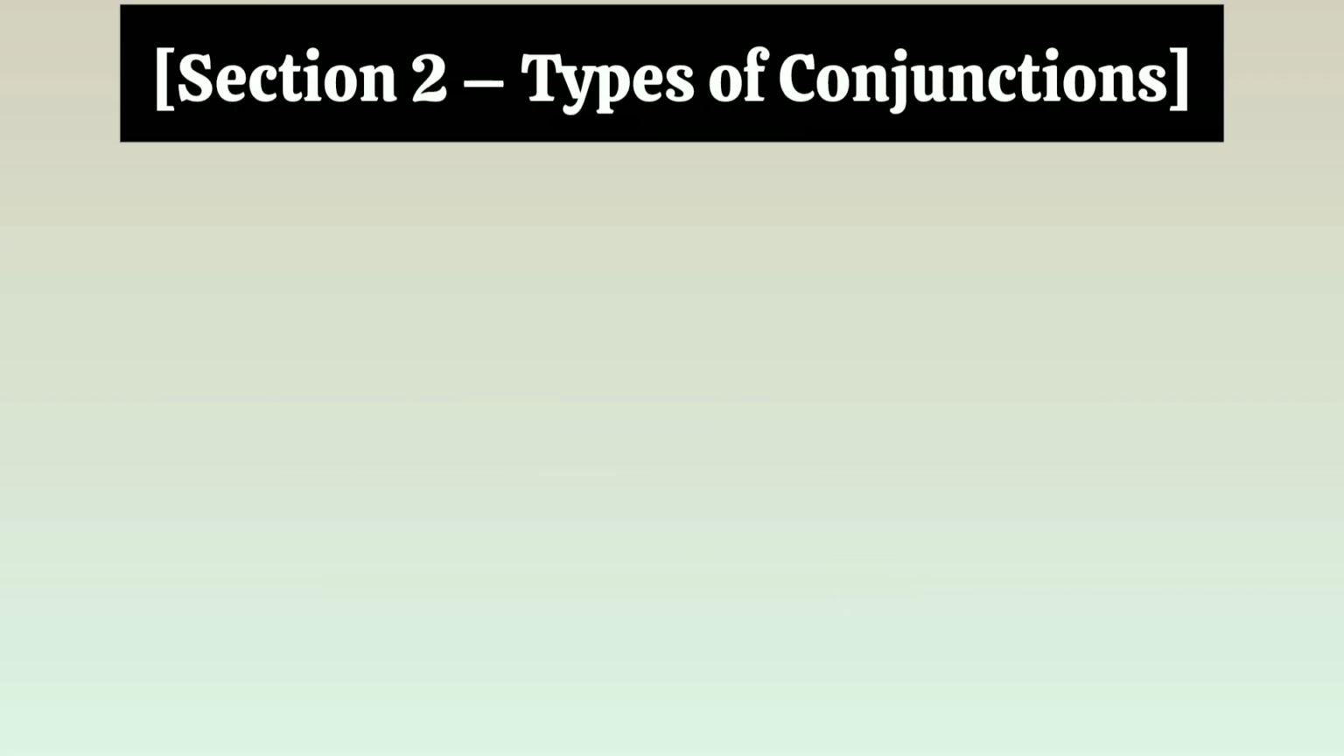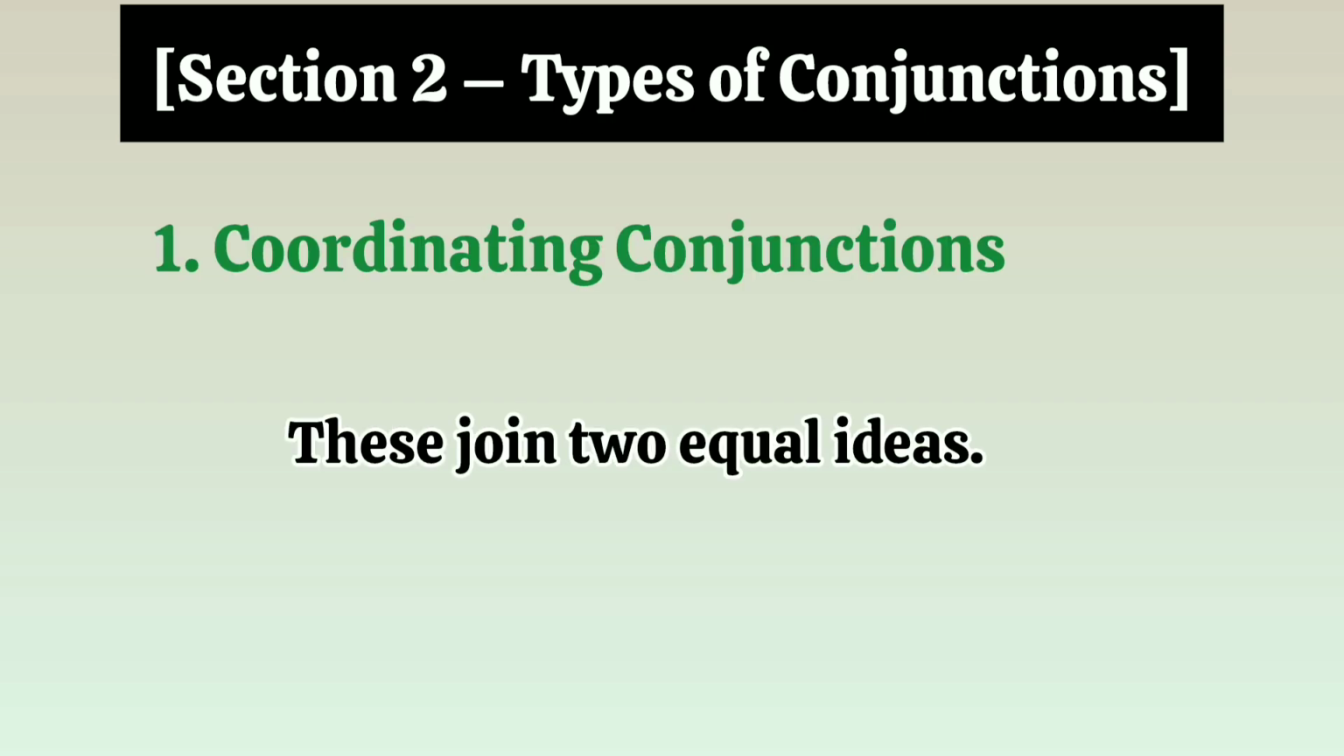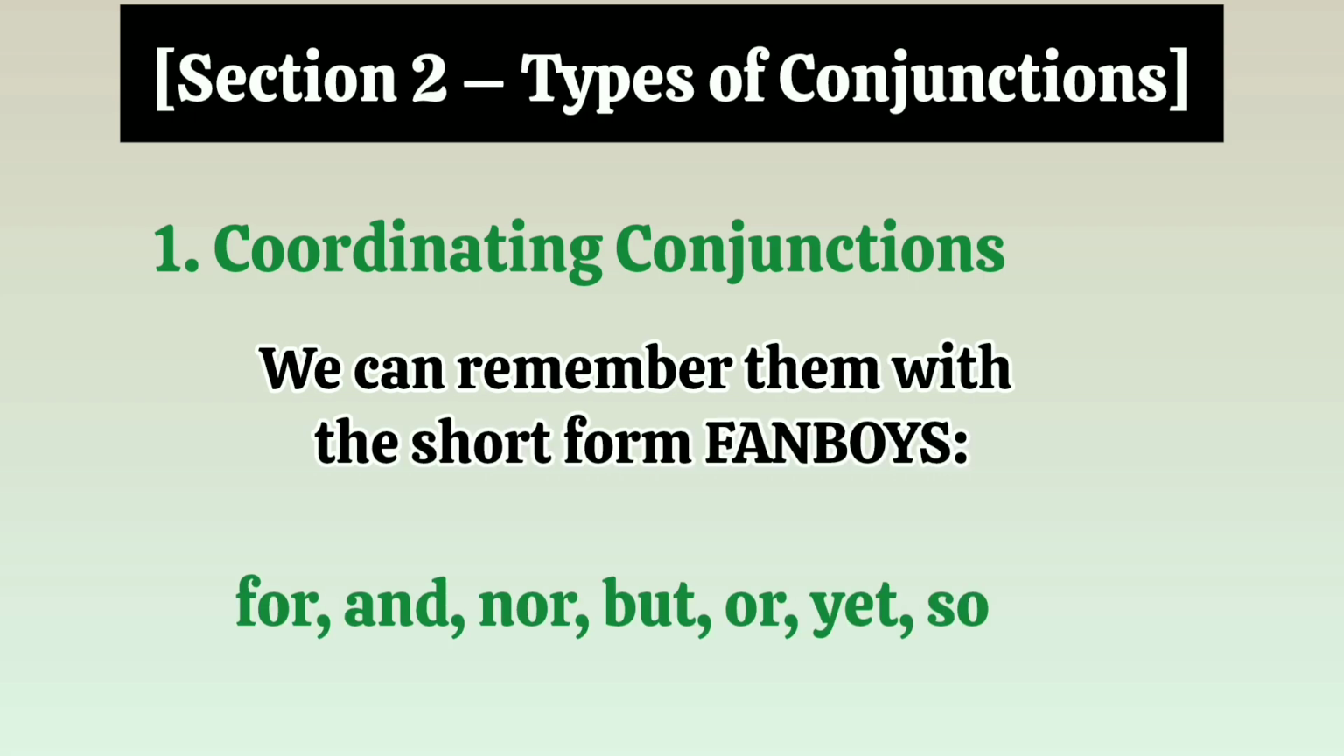Section 2, Types of Conjunctions. 1. Coordinating conjunctions. These join two equal ideas. We can remember them with the short form FANBOYS. For, and, nor, but, or, yet, so.